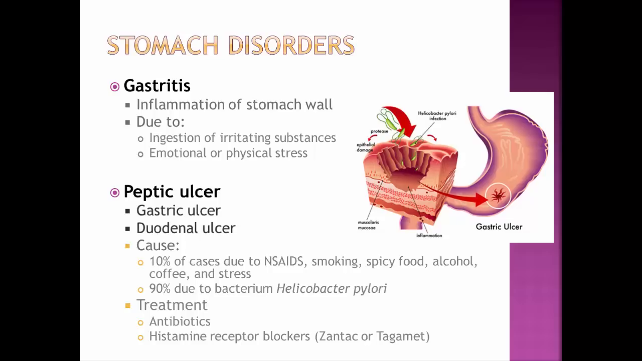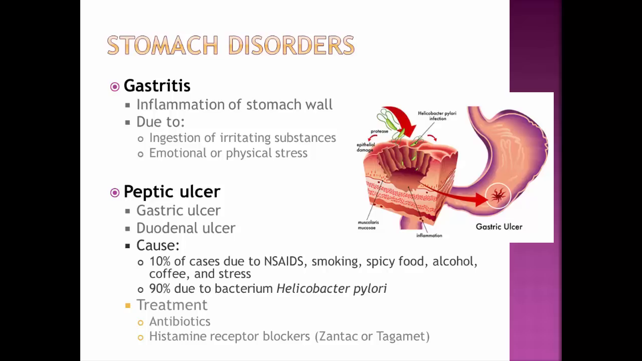Another disease is peptic ulcers. Peptic ulcers can either be gastric ulcers or duodenal ulcers. Gastric ulcers, of course, would be in the stomach. Duodenal ulcers would be in the duodenum, the first part of the small intestine. In most cases, the cause of peptic ulcers is a bacteria called Helicobacter pylori, or H. pylori for short. Only a small portion, about 10%, of ulcers are caused by NSAIDs, or non-steroidal anti-inflammatory drugs like ibuprofen or aspirin, or smoking, spicy foods, or alcohol.